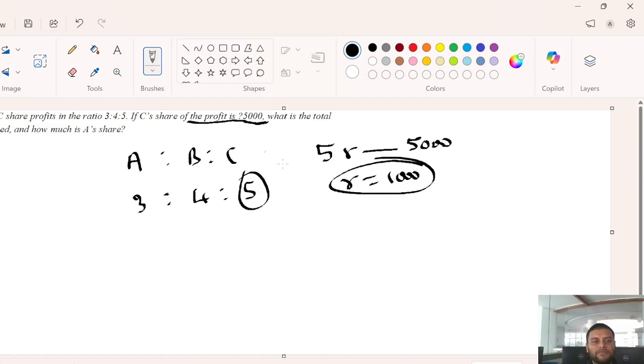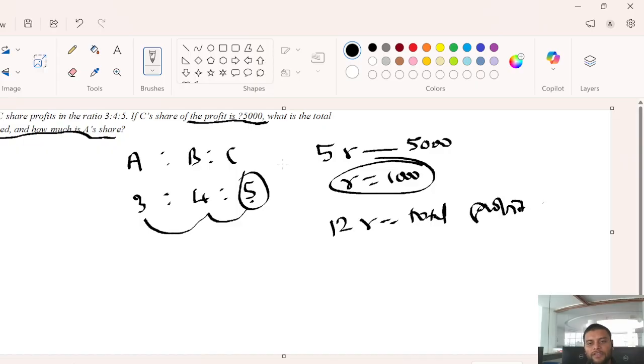After clearly finding 1000, they are asking what is the total profit earned and how much A's share is. Total profit will be, guys, 3 plus 4 plus 5. That is 5 plus 4, 9, 9 plus 3 means 12. 12 ratio is the total profit, guys. One ratio value is 1000. So 12,000 is the total profit.